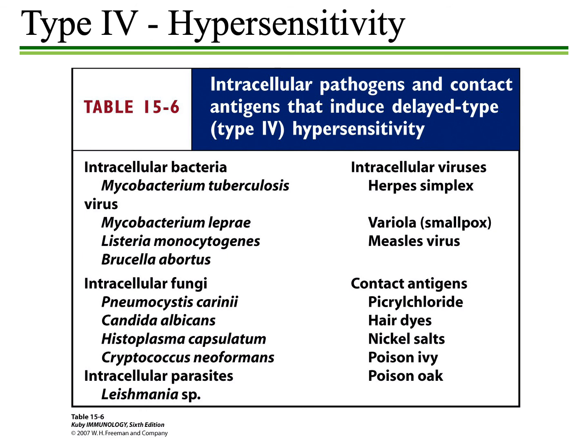And lastly, with this particular slide, this is a table that gives you some examples of components that do in fact play a role in type 4 hypersensitivity. Things that you might be more familiar with are things like poison oak and poison ivy.